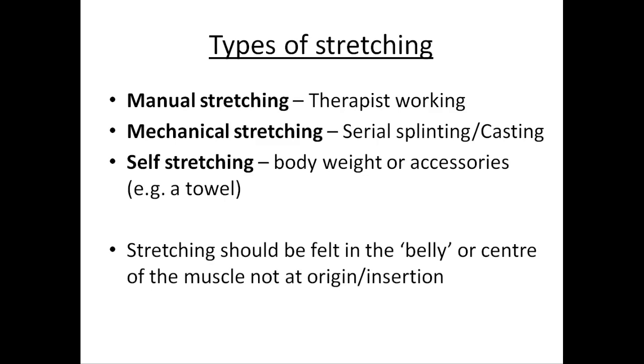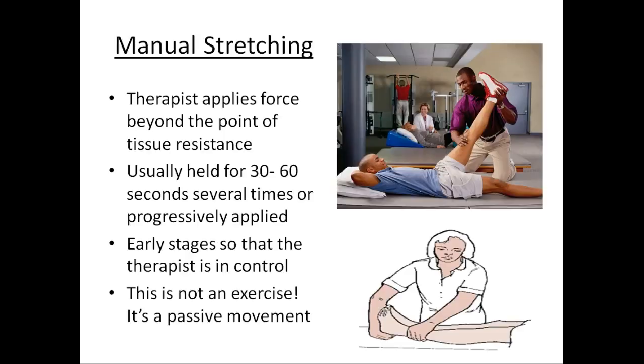So types of stretching. We've got manual stretching, which is when the therapist does the work. Mechanical stretching, such as serial splinting or casting, like in talipes or club feet in babies. And then we've got self-stretching, using either body weight or accessories such as a towel or a belt. Stretching should be felt in the belly of the muscle, so the center of the muscle. It should not be felt at the origin or the insertion. That's important to remember.